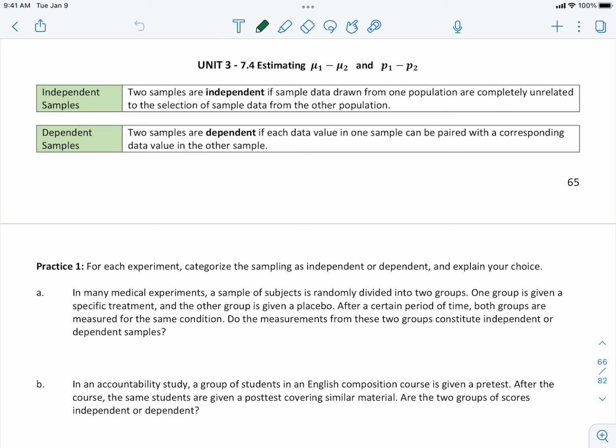Hi everyone, today we're doing notes for 7.4, estimating mu1 minus mu2 and p1 minus p2.